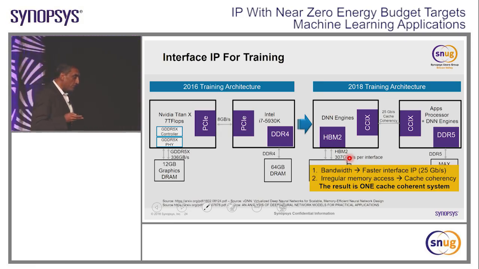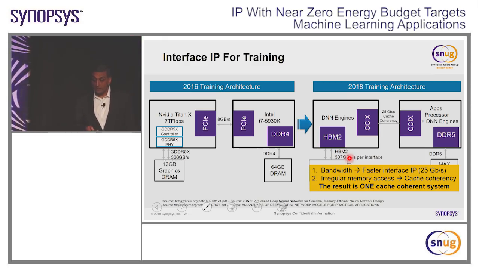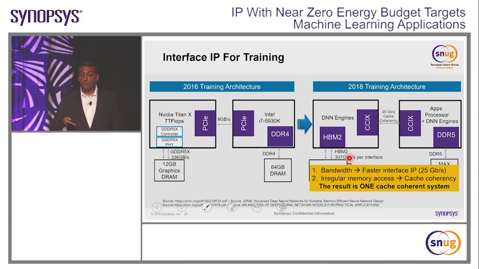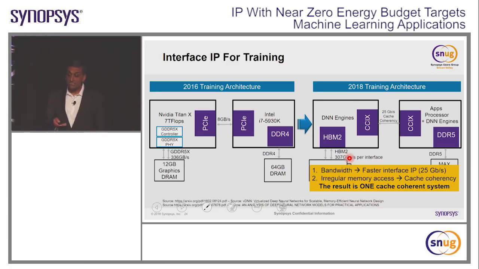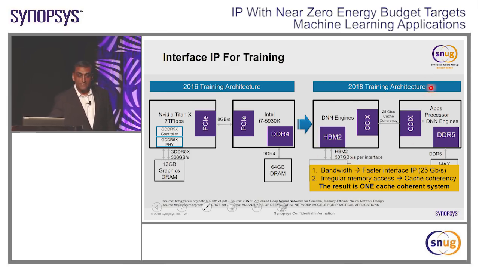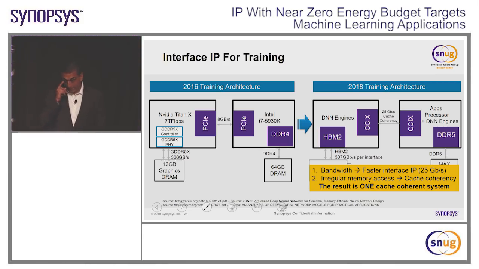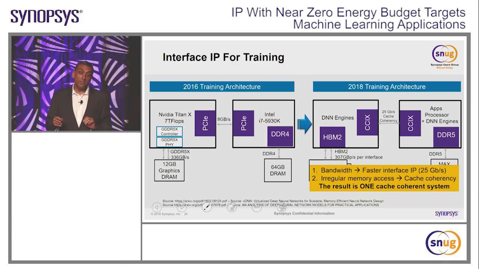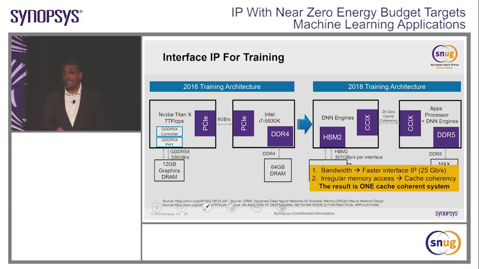So those two problems I highlighted, irregular memory access and bandwidth, are solved. Firstly, you can use faster interface IP: PCI Express moving to PCI Express Gen 5, and CCIX going up to 25 gigabits per second. Irregular memory access is handled through cache coherency. What's really beautiful about this system is that all of this is now one cache coherent system. It's no longer a concept of two chips. It's one cache coherent system. So you could put your CPU, GPU, your CPU in this format, and they wouldn't be corrupting the data and operating at very high speeds.